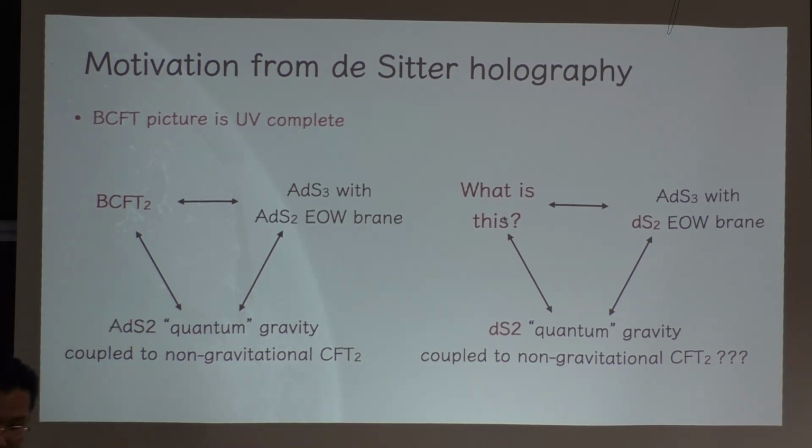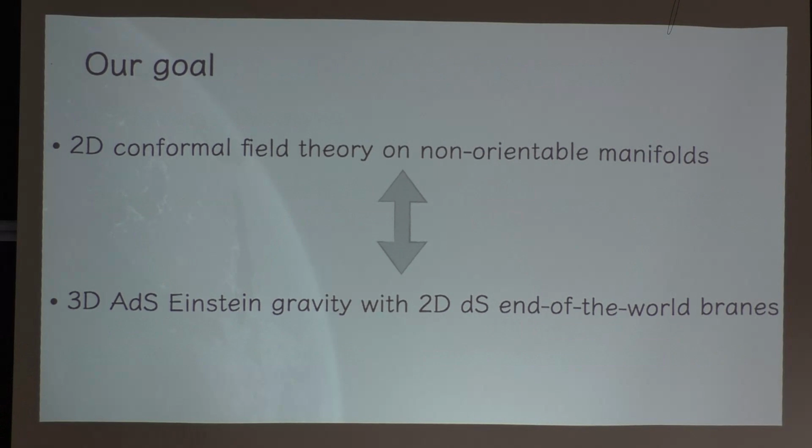So that comes to our goal today, where I would like to argue that the UV complete CFT dual is actually some two-dimensional conformal field theory, which is defined on non-orientable manifolds. So from now, I'm not going to explain why it was hard to find a UV complete CFT dual for dS2 and non-orientable manifolds. Instead, I will just start from 2D CFT on non-orientable manifolds and then try to get the bulk description from that.